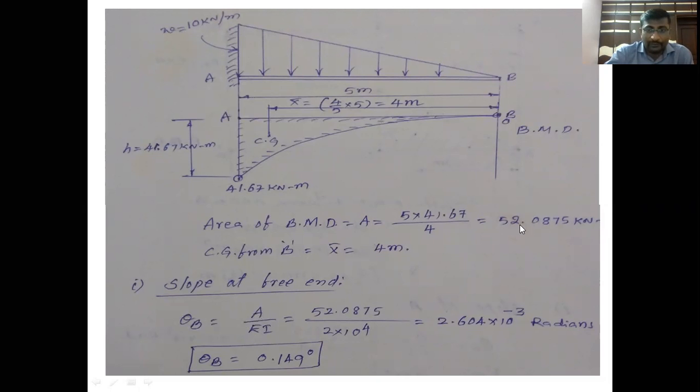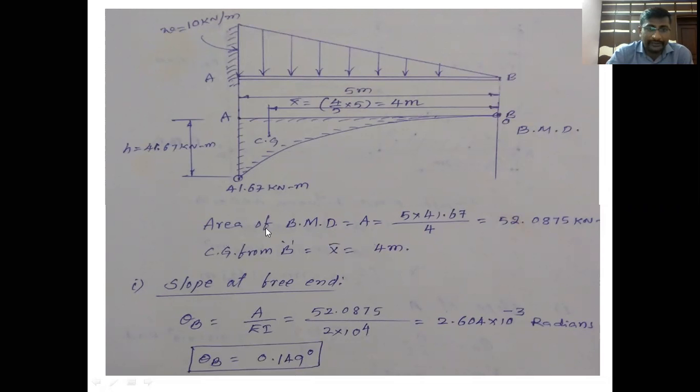So the area is 52.0875 divided by the EI value, 2 into 10 to the power of 4, which is given in the problem. Then we get 2.604 into 10 to the power of minus 3 radians. It will be in radians. How to convert into degrees? By multiplying by 180 degrees and dividing by pi. Then we get the slope in degrees. This theta B is 0.149 degrees, which is the maximum slope at point B.